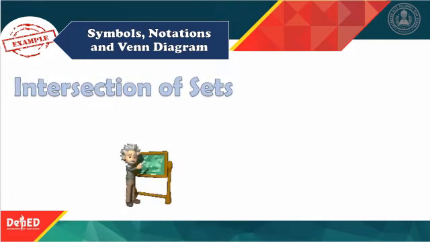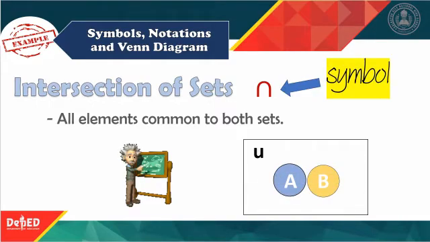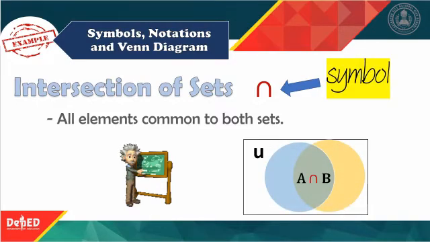Well, the intersection of sets has this symbol. When you see this symbol, it means all the elements that are common to both sets. In a Venn diagram, if we have set A and set B, and if we're going to get the common elements of set A and set B, then that is going to be the intersection of sets A and B.